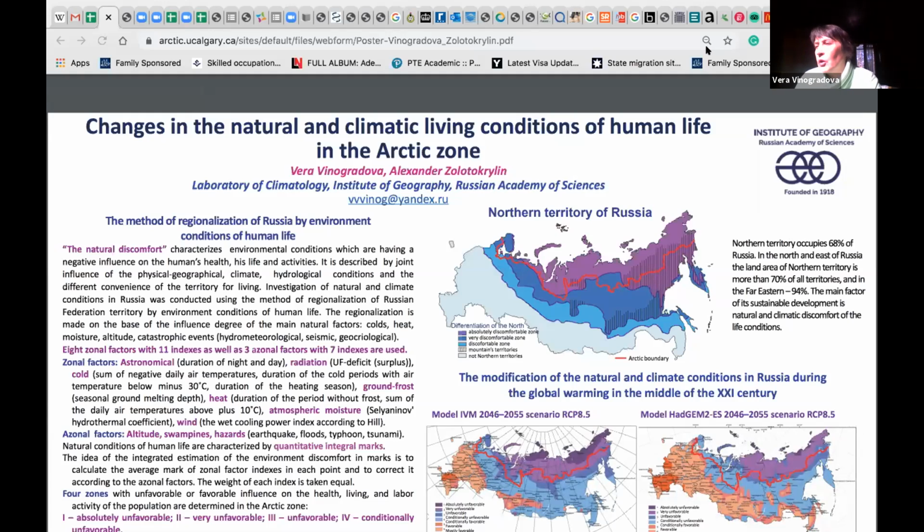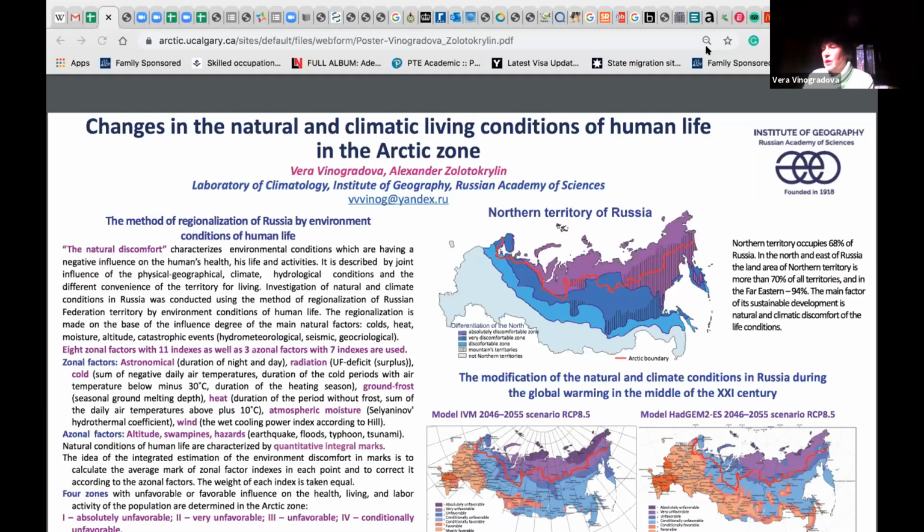Northern and Arctic territories occupy 68% of Russian territory. For the Northern and Arctic territories, the main factor of their sustainable development is the natural and climatic discomfort of human life. In this regard, the urgency of using regionalization of Russia by the natural conditions of human life for the modern and future climate is growing. The investigation of the natural and climate conditions of northern and Arctic areas of Russia was conducted using the method of regionalization of Russian territory by environmental conditions of human life.